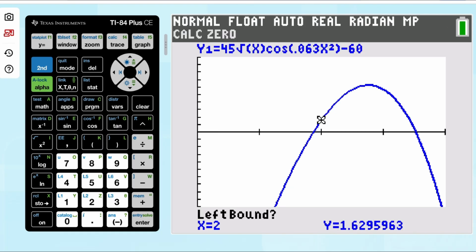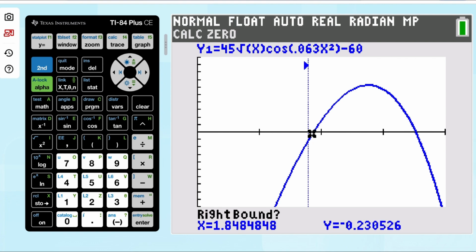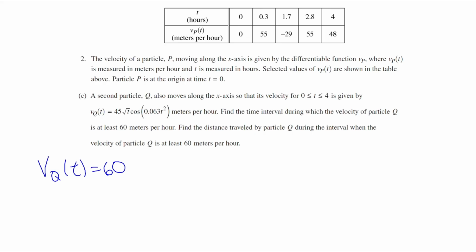So we need to find those places, so we'll hit second trace. Option 2 is zero. And we'll scroll to the left, so we're to the left of the first x-intercept, and hit enter. And then we'll scroll to the right and hit enter. And then we'll hit enter again, and it gives us 1.8661815. So we will write that down. We'll call it t equals a. I like to assign a little variable for these so I don't have to keep writing it over and over again. And that was 1.8661815.